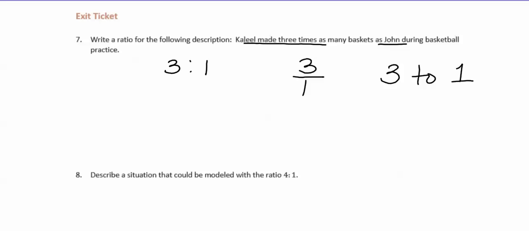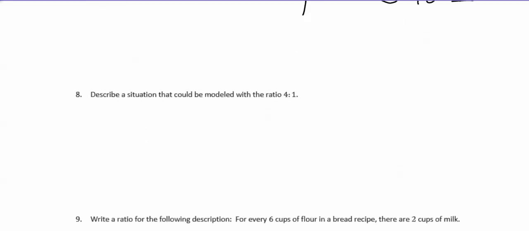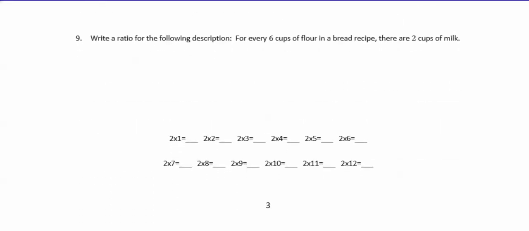All right. Let's look at number 9. So we're going to skip over 8 for a second. Actually, forever. Number 9, write a ratio for the following description. Ratio alert, right? So for every 6 cups of flour in a bread recipe, there are 2 cups of milk. So 6 cups of flour, 2 cups of milk.